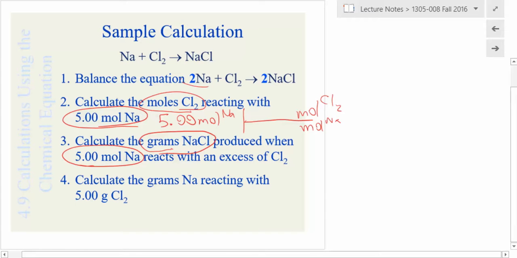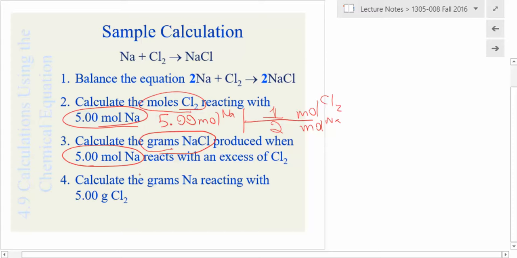So how many moles of sodium do I have? How many moles of chlorine? 1. Okay? That's the stoichiometry. That's the relationship to do the stoichiometry. Now, we're going to go look at this next one then.